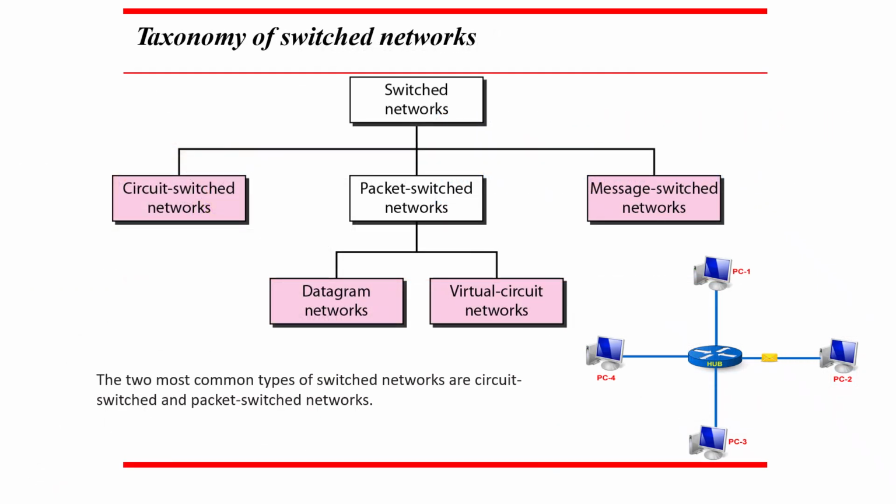Switched networks are classified into three categories. The first category is circuit switched networks. The second category is packet switched network. The third category is message switched networks. Packet switched networks again is classified into two different types called as datagram networks and virtual circuit networks.